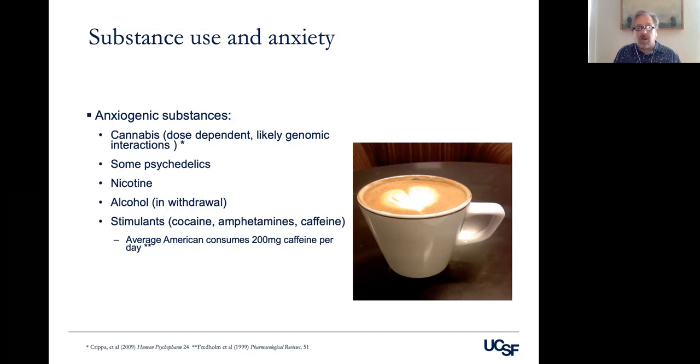And then it's common to see significant anxiety with alcohol withdrawal. While alcohol itself is often anxiolytic, it decreases anxiety, with alcohol withdrawal you have this sort of revving up of all these systems that are normally kept suppressed by regular alcohol consumption. And so you can see anxiety along with tachycardia, sweating, and things such as that.